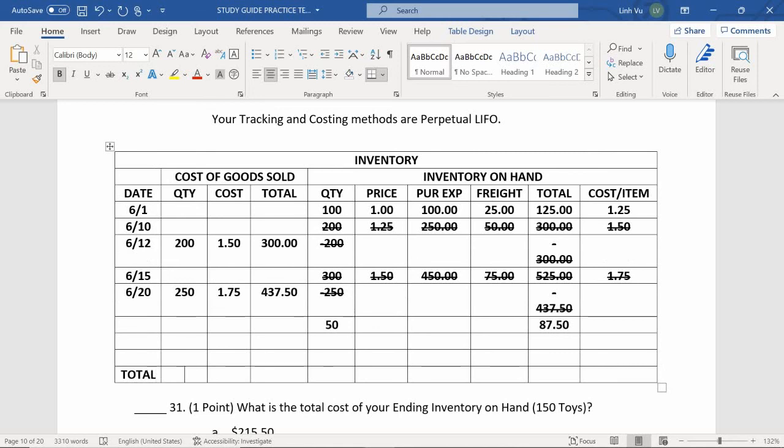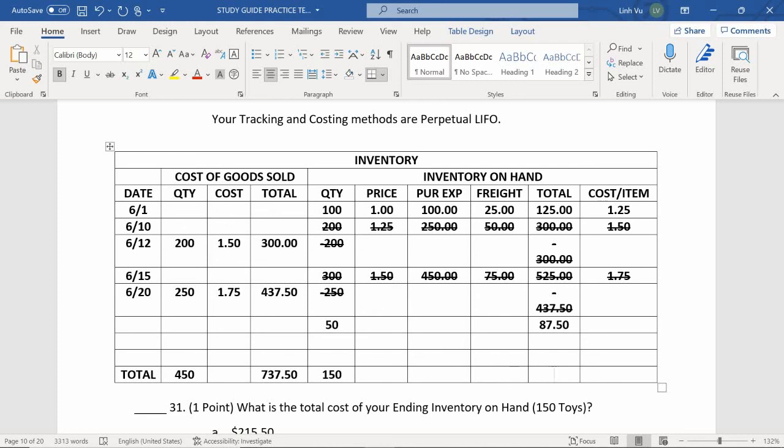Whatever you want to do first. So in this case, how many items did I sell? 450. For a total cost of? 737.5. Okay. And how much do you have remaining in inventory? 150. 150 at a total cost of?